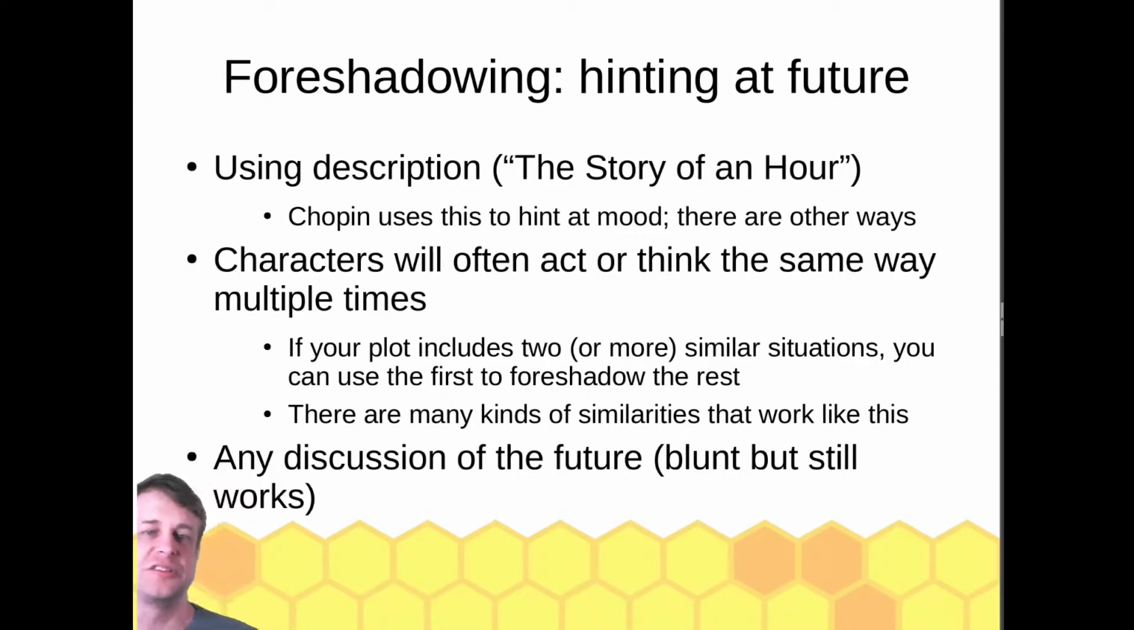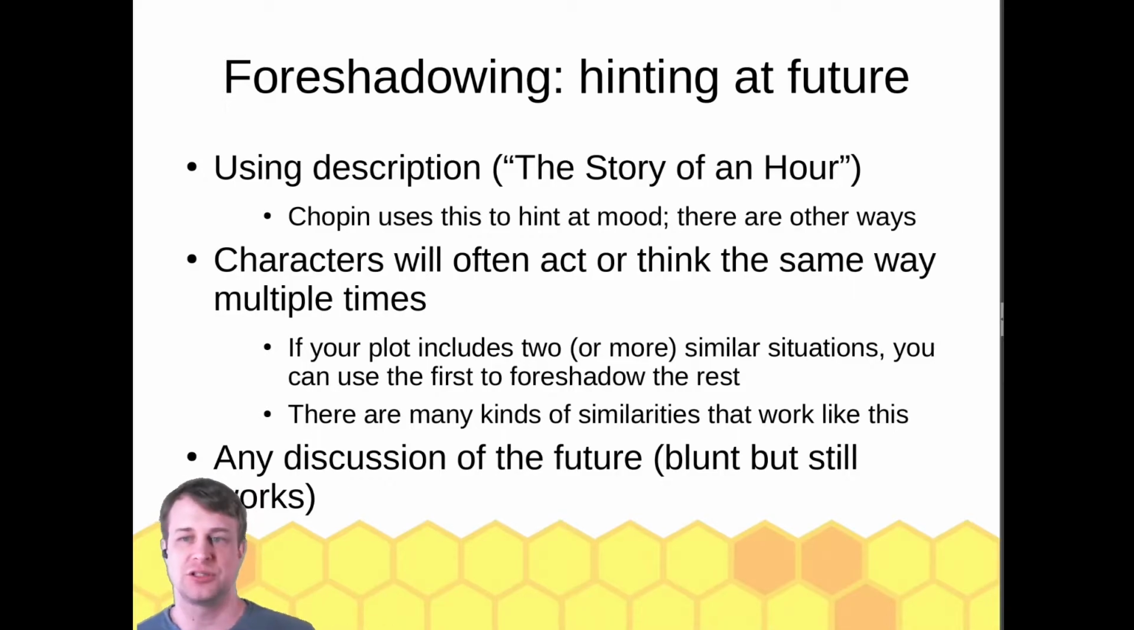And the first is using description, which we see in The Story of an Hour. Chopin uses the description of the room, the open square, the twittering birds, all that stuff, to hint at our character's mood. This is foreshadowing because we as readers don't know explicitly how that character feels until we get past all of this positive description.